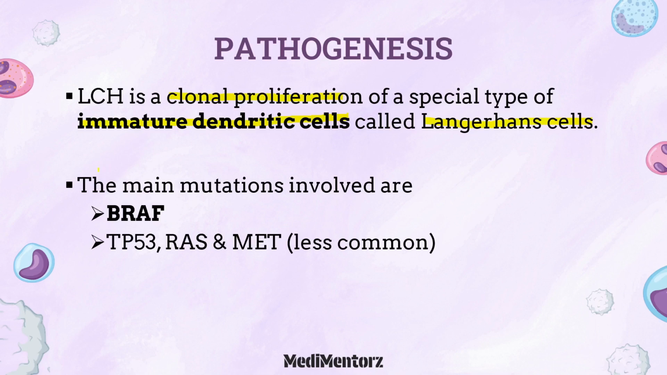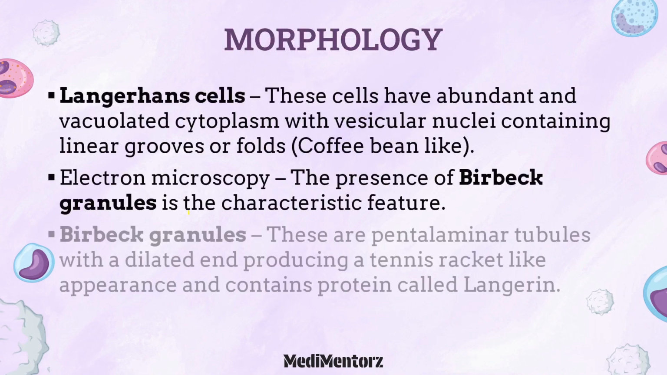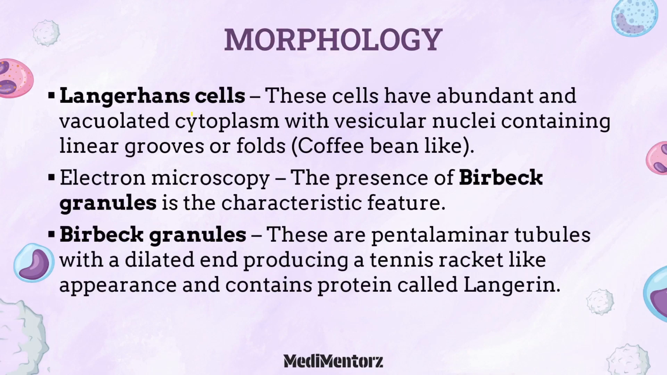Then moving on to the pathogenesis, the main mutation involved in Langerhans cell histiocytosis is the BRAF mutation, and less commonly TP53, RAS, and MET genes may also be involved. Next, the morphology of Langerhans cell histiocytosis shows the presence of Langerhans cells, which have abundant vacuolated cytoplasm with vesicular nuclei, and these vesicular nuclei contain linear grooves or folds, giving rise to a coffee bean-like appearance.